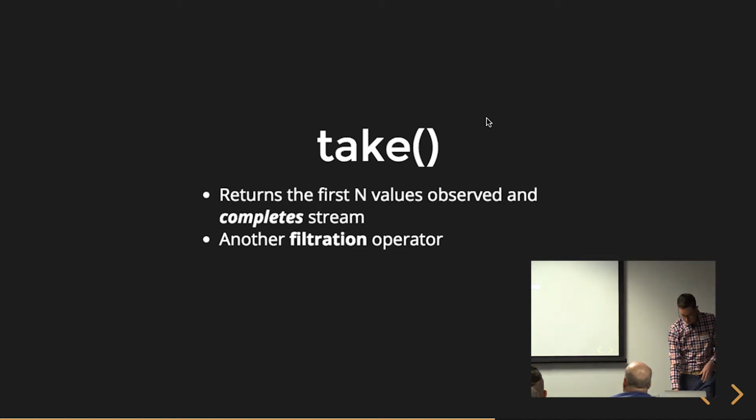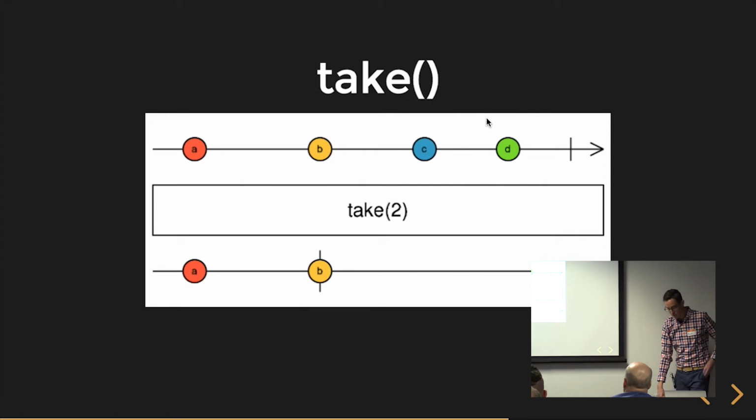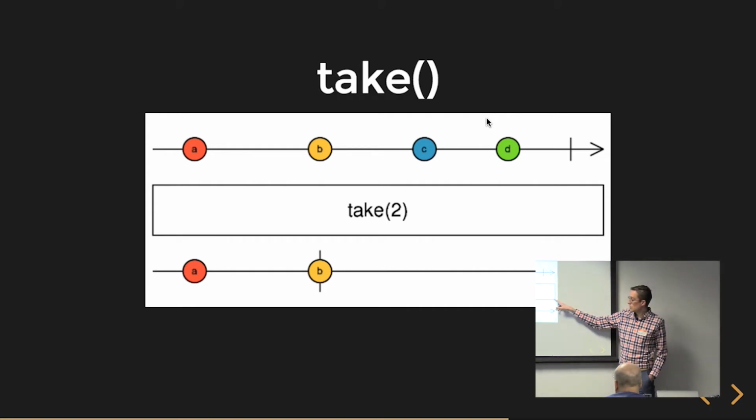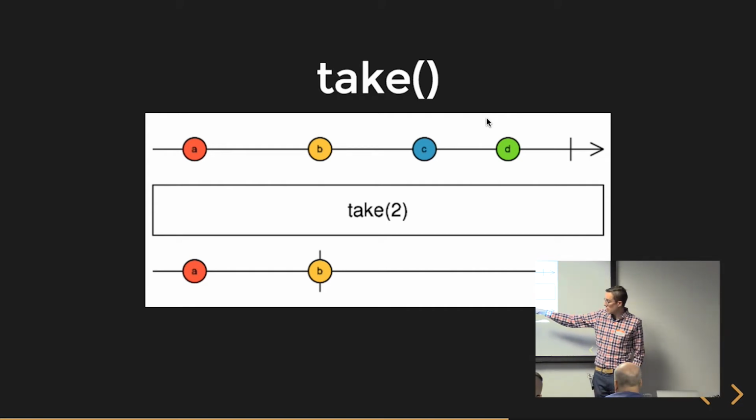And so this is also a filtration operator. In this case, you can see my input observable is emitting these values A, B, C, and D, and a completion notification over the life of the stream. But I'm saying, okay, now only take 2. So I'll get A and B, and then a completion notification, and we're done.